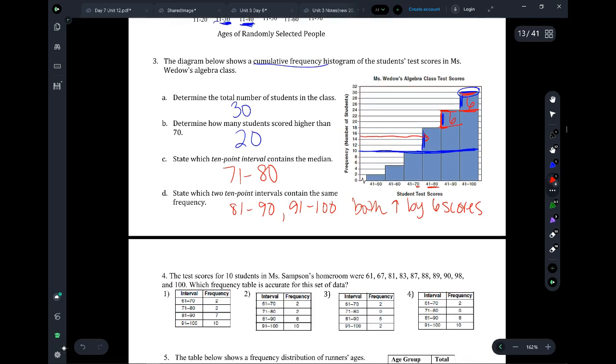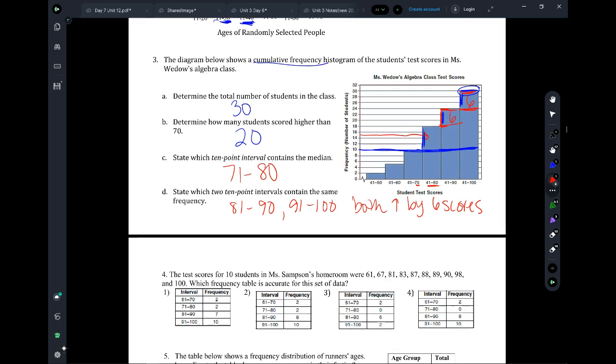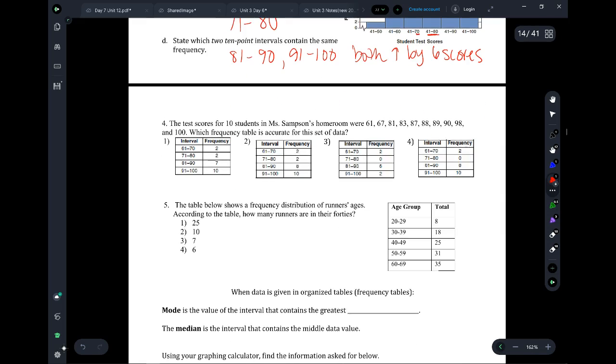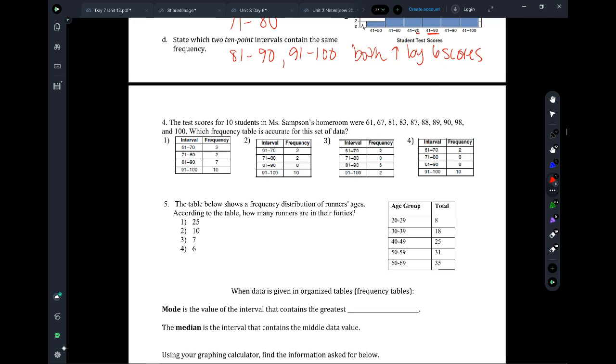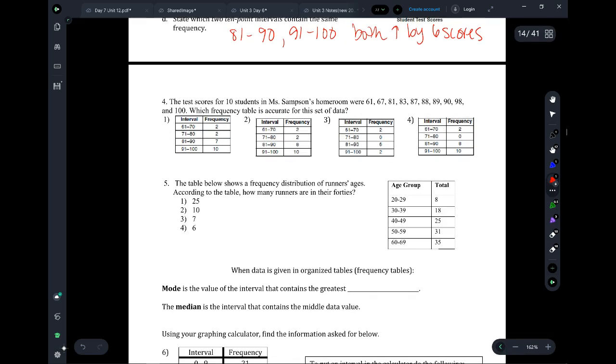A little bit more practice here. All right, multiple choice. The test scores for 10 students in Mrs. Sampson's homeroom were the following. Which table would be inaccurate for this set of data?